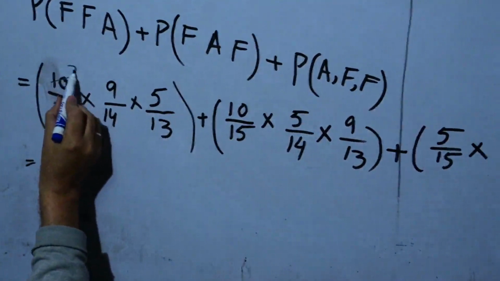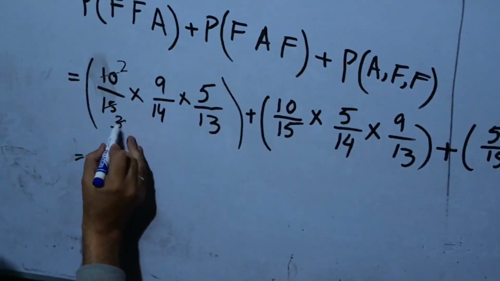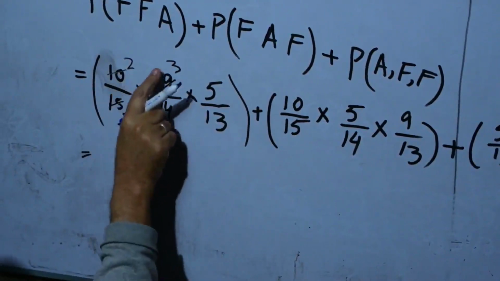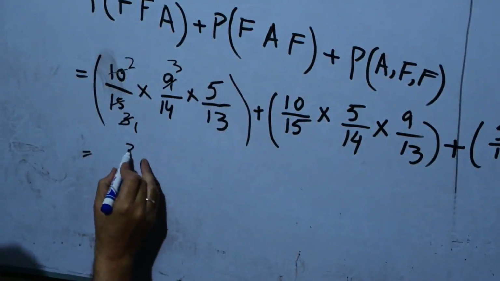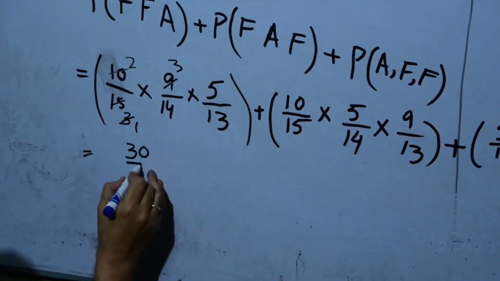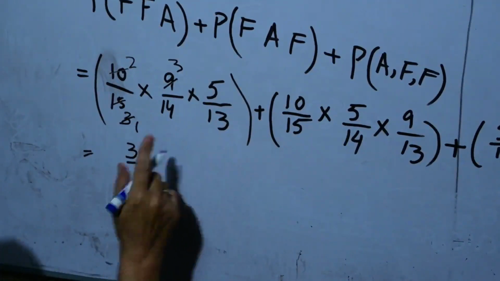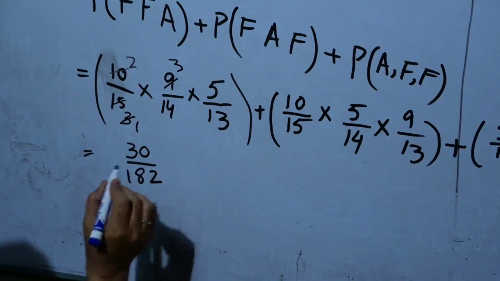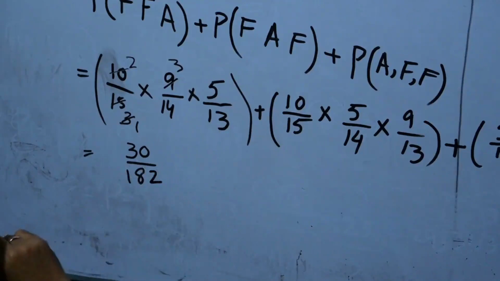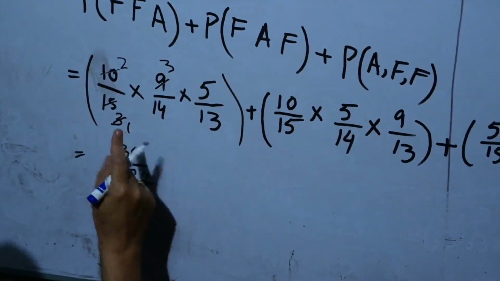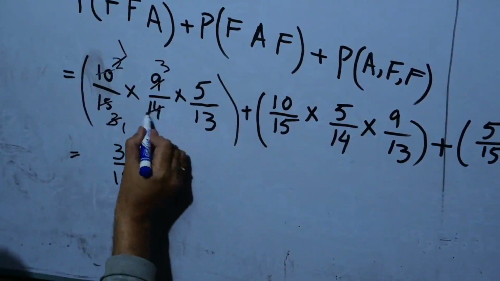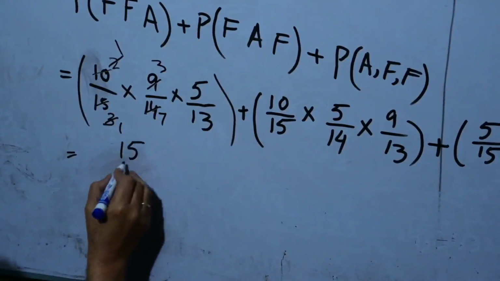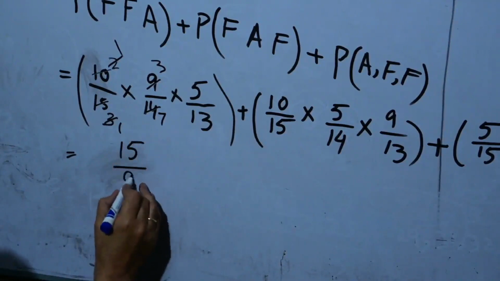5 ones are 5, 5 twos are 10, 5 threes are 15, 3 ones are 3, 3 threes are 9. That's it. 2 threes are 6, 6 fives are 30. 30 over 13 times 14, 14 threes are 42, 182. That's it. We can simplify it further if you want. 2 ones are 2, 2 sevens are 14. So then the answer can be written as 15 over 13 sevens are 91.